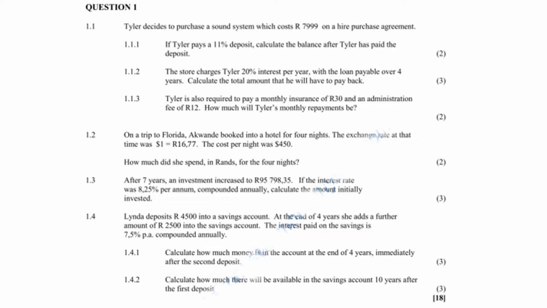Right, so here we're told about Aquande who booked into a hotel for 4 nights, and the exchange rate was $1 is equivalent to 16 rands and 77 cents, and the cost was $450. So if the cost was $450 per night and Aquande spent four nights, that means we will multiply 450 by 4 because she spent 4 nights.